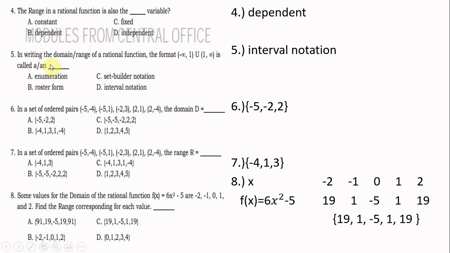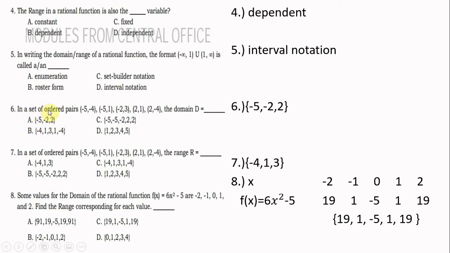Now number 5, in writing the domain and range of a rational function, the format is in an interval, negative infinity and 1 union 1 and positive infinity, is called interval notation. So this is called interval notation.